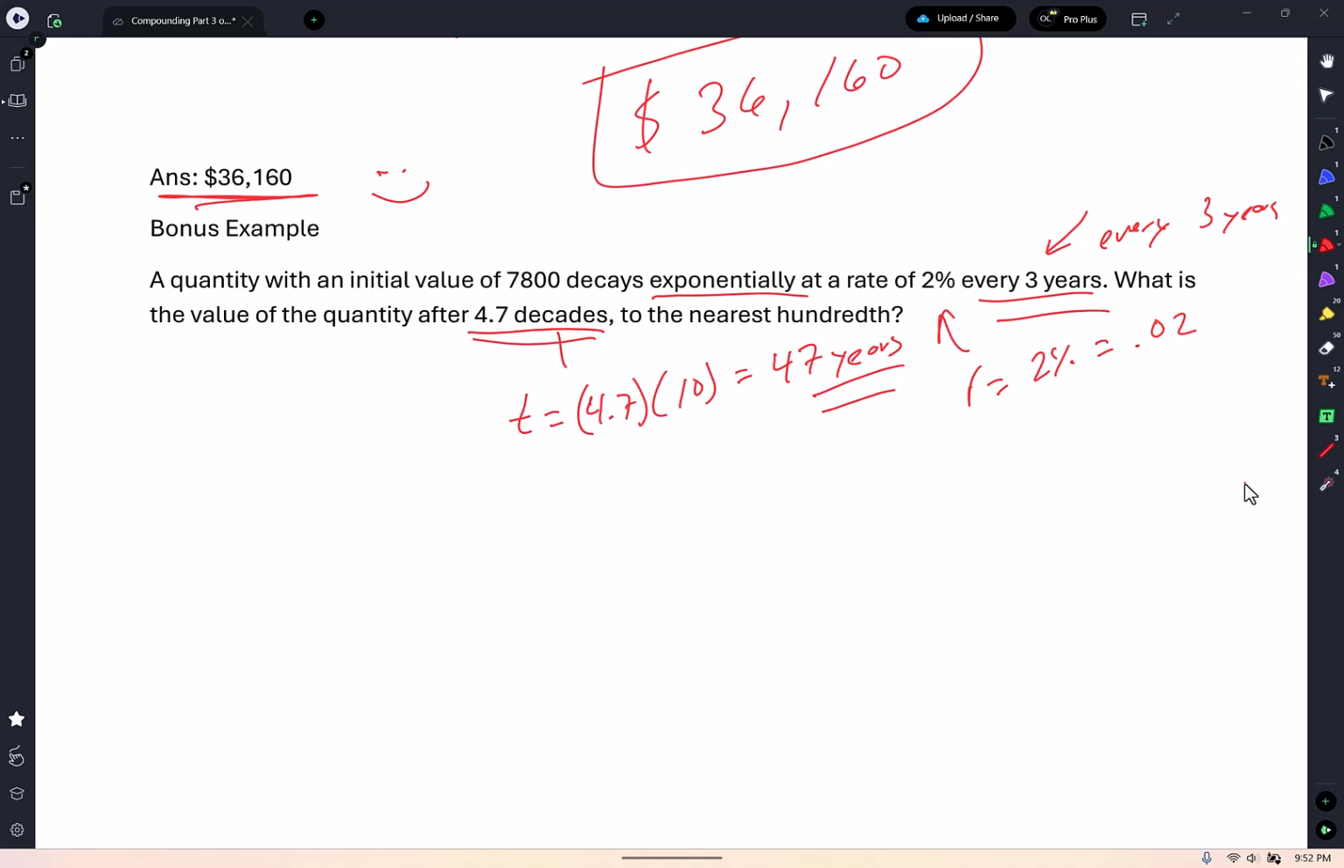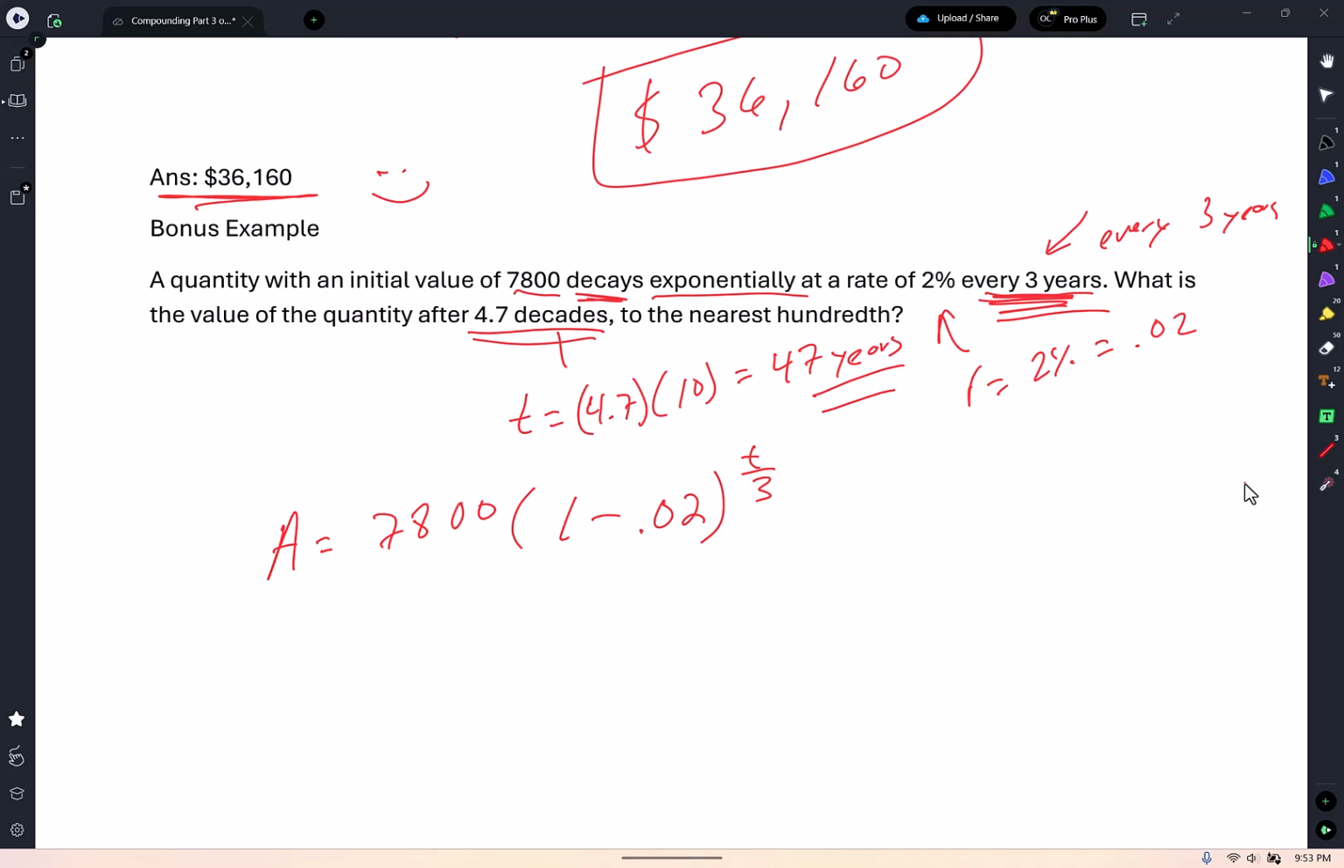All right, so let's do this. Amount equals the initial amount, 7,800, parenthesis 1. Now, I'm not growing. This is decaying. So 1 minus 0.02. Chav, you're not dividing by how often it's compounded. Well, that's every 3 years, guys. This is why I told you the n doesn't necessarily have to be here. I can just write it like this, t over 3.